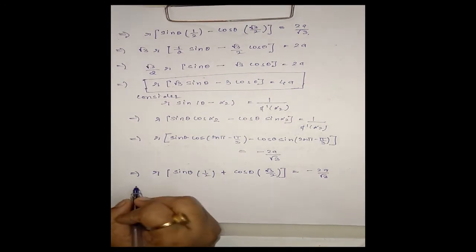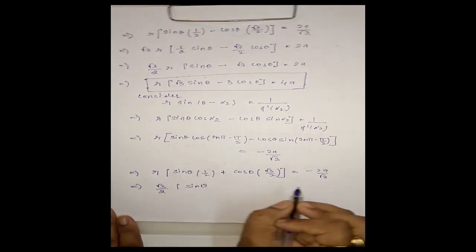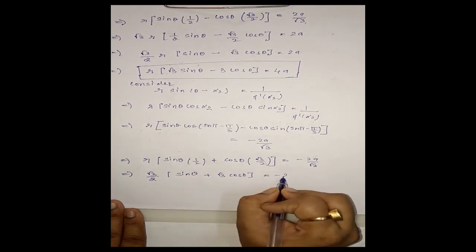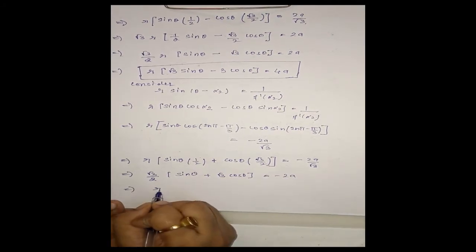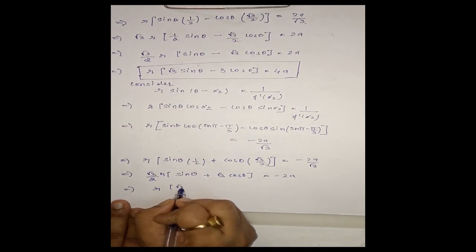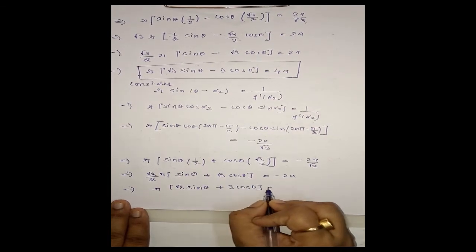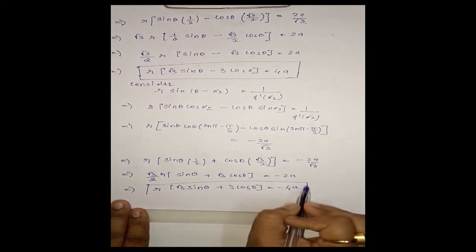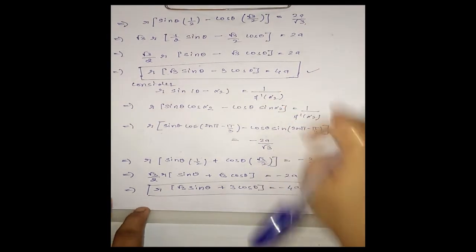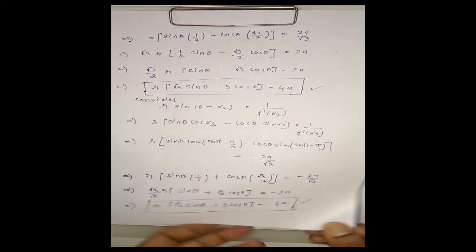This implies root 3 by 2 sin theta plus root 3 cos theta is equal to minus 2a, which is further equal to r(root 3 sin theta plus 3 cos theta) is equal to minus 4a. This is the second asymptote. That means these are the two asymptotes of the given curve. Okay, now let us consider the next example.